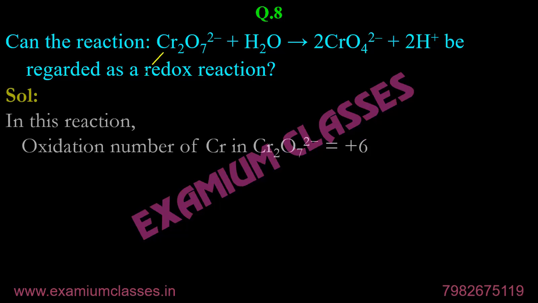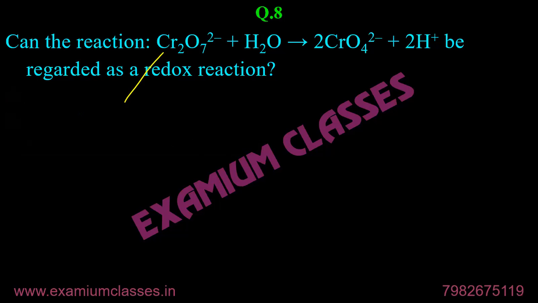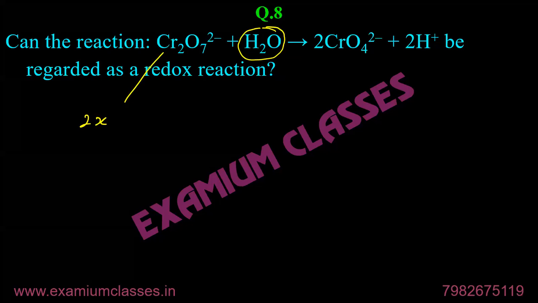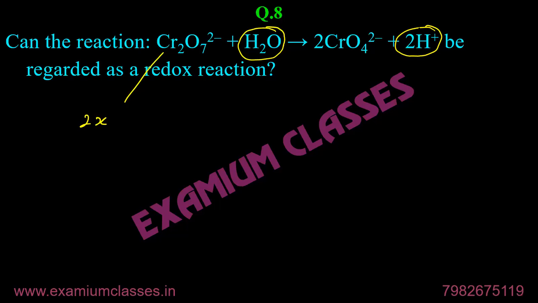But here, if you see the chromium oxidation state, remember H is in normal state, H plus 1, oxygen minus 2. Here also hydrogen is plus 1. So there is no change in oxidation state. We don't need to consider H. We just need to consider Cr2O7, that is dichromate and chromate. 2x plus 7 times minus 2 equals the charge. Charge is minus.